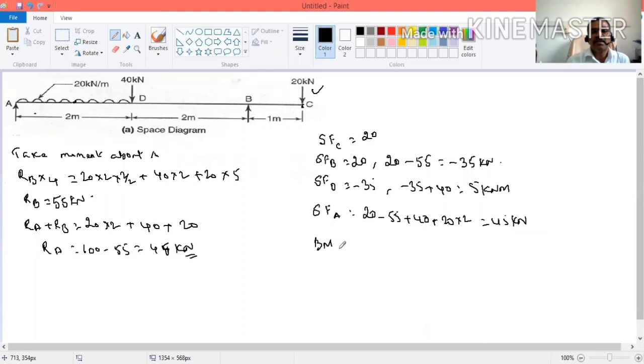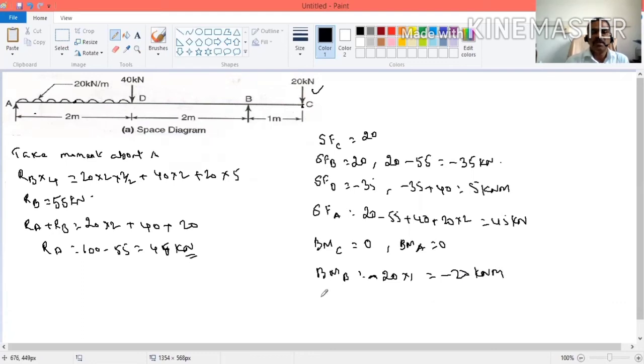Bending moment at C is equal to 0. Similarly, bending moment at A also will be 0. You have to calculate at two points, bending moment at B and D. Bending moment at B, if you consider the right side, it is clockwise. Clockwise you take negative, so minus 20 into 1, that is minus 20 kilonewton meter.